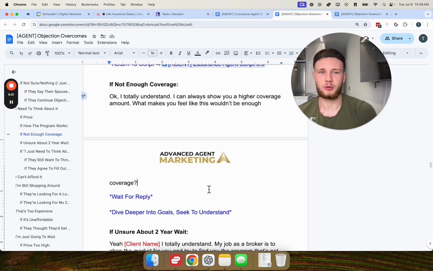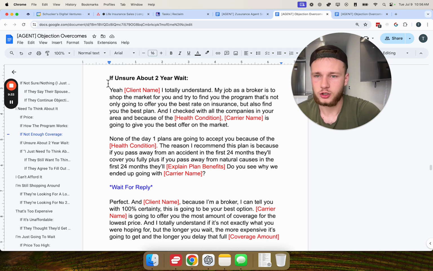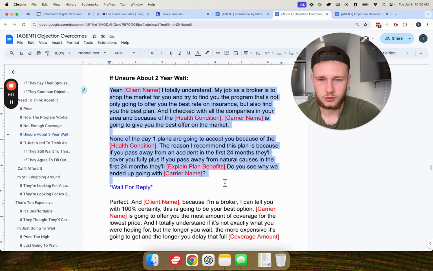Like a lot of times people think they're going to leave $100,000 of insurance behind when they have like COPD and, you know, congestive heart failure, and it's just not going to happen. So we just have to reset those expectations. And then if they're unsure about a 2-year wait, we have this whole thing scripted out.